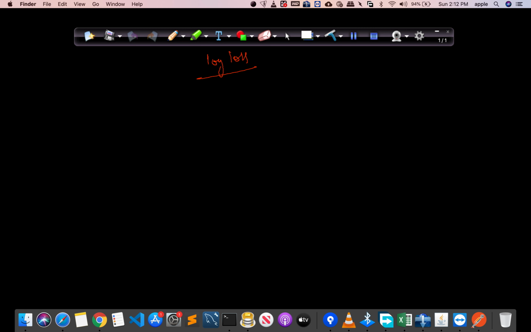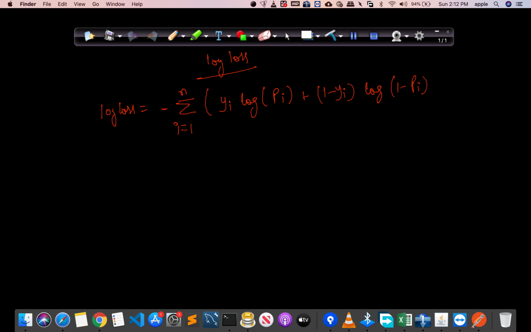So first let me write the formulation of log loss. So log loss is the summation of i equals 1 to n of minus, that is, y_i times log of p_i plus (1 minus y_i) times log of (1 minus p_i). Okay, now this is our formulation.